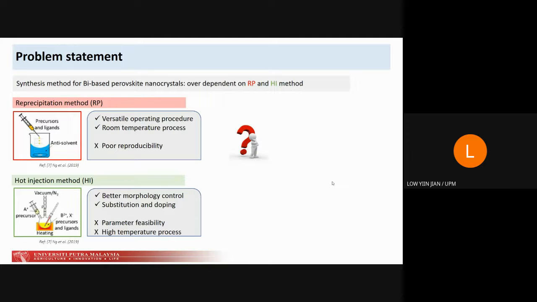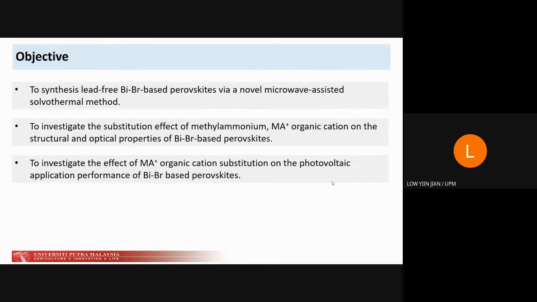quality material. And the material synthesis method for the Bi-based, or bismuth-based, perovskite nanocrystal is overly dependent on the RP and the HI method, which is the reprecipitation method and also the hot injection method. And both of them have their own pros and cons. Thus, an alternative method must be developed to produce the perovskite material without compromising the advantages of the RP and the HI method. And this can be achieved via the microwave-assisted solvothermal method.